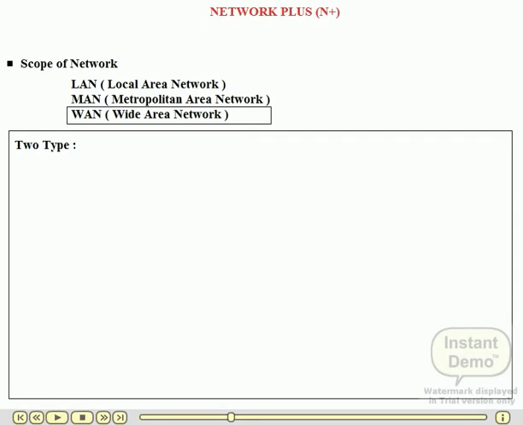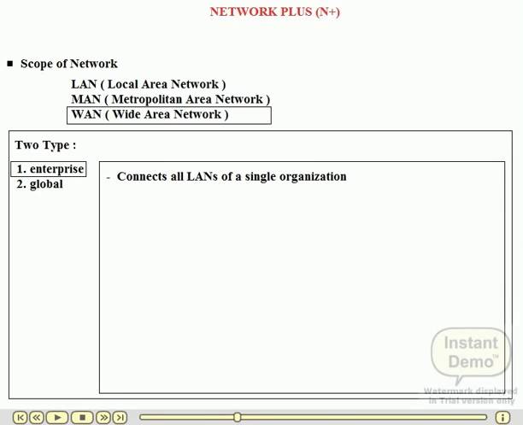Okay, basically the WAN network has two types. Just see on the screen, first is the enterprise network and second is the global network. Now understand the enterprise network. What is the enterprise network? It connects all the LANs of a single organization. And the term is normally used for a network connecting an extremely large organization.